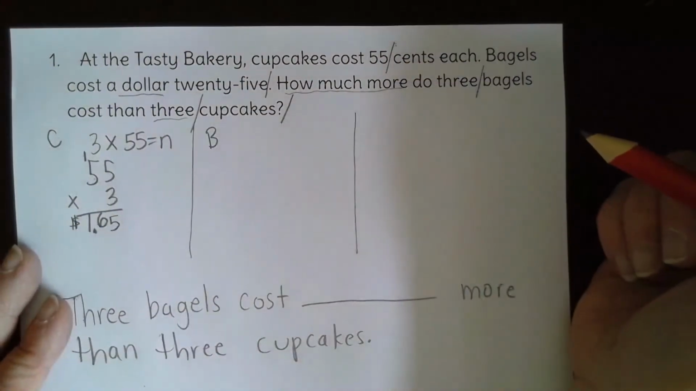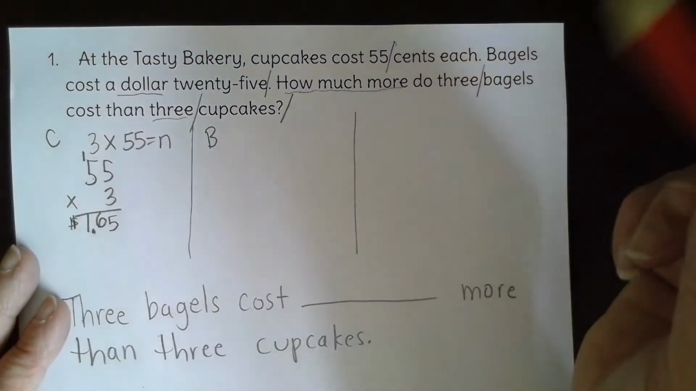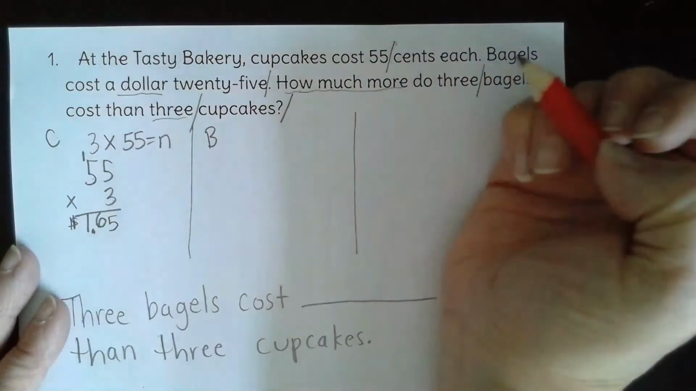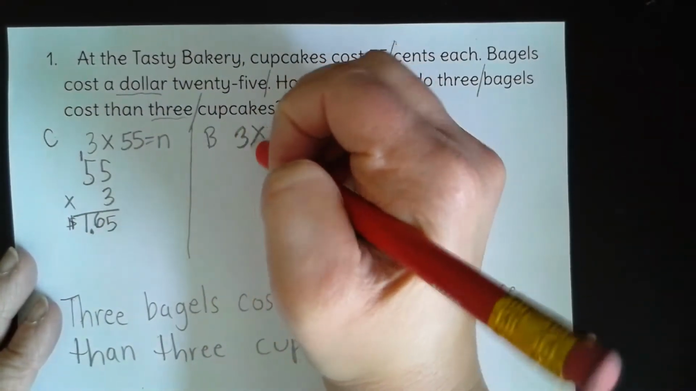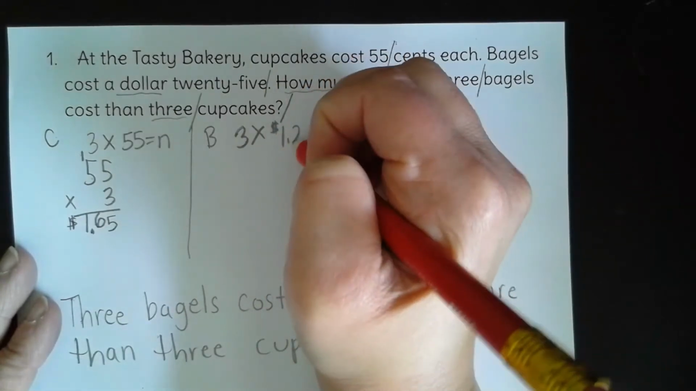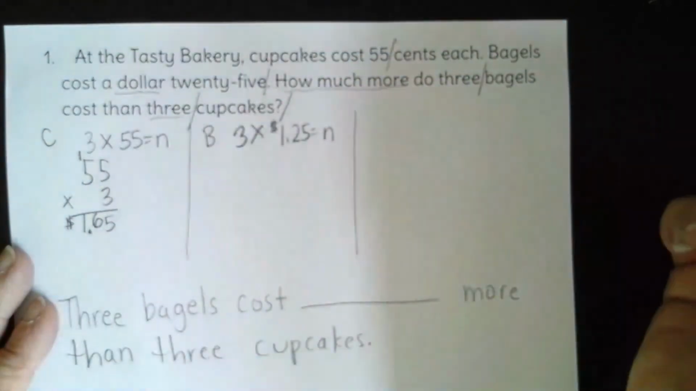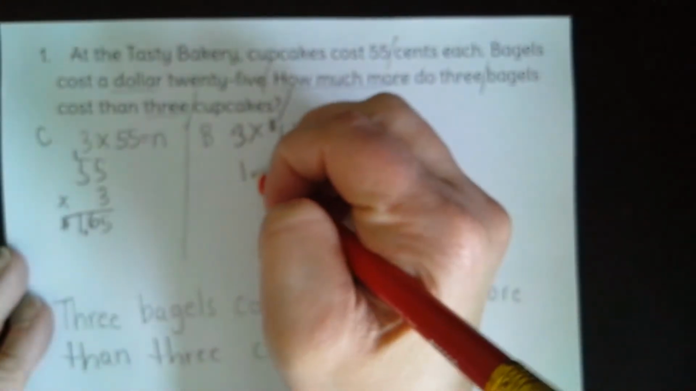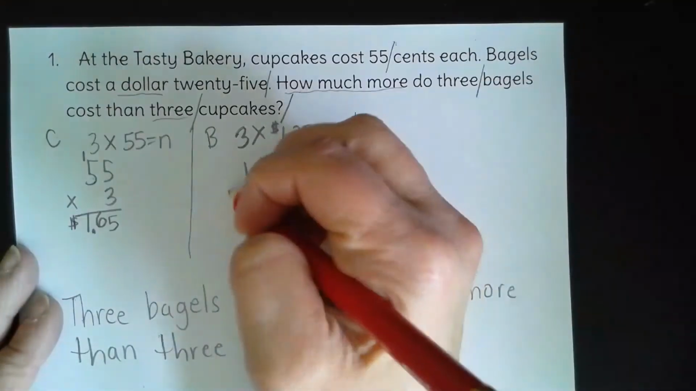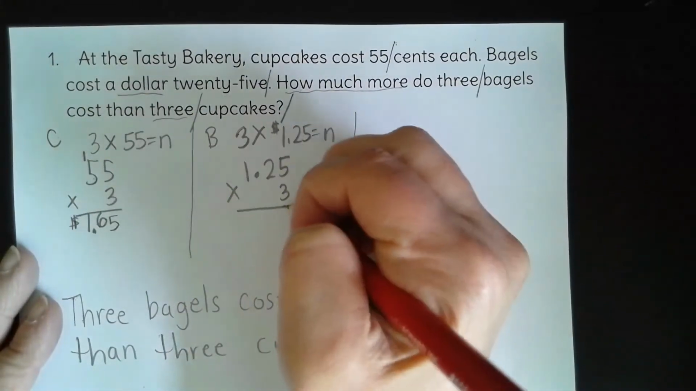So now I'm going to move on to the bagels. I know a bagel costs $1.25. I'm buying 3 of them, so I'm going to do 3 times $1.25 equals N, because that's showing me buying 3 bagels. So now I'm going to do $1.25 times 3.